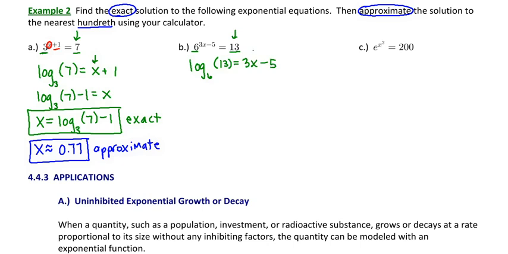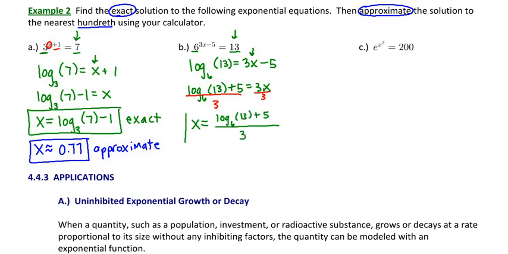So now we need to solve for x. We can begin by adding 5 to both sides. So we have log base 6 of 13 plus 5 equals 3x. And then we're going to solve by dividing both sides by 3. And I'm going to divide the entire left side by 3. So we end up with x equals log base 6 of 13 plus 5, all divided by 3. This would be our exact solution.